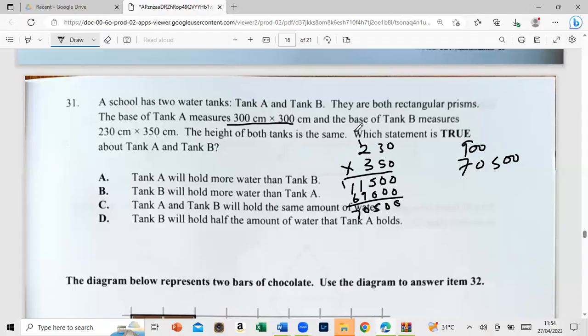So which one of them is bigger? Tank A will hold more water than tank B. I'm going to go with that. Since the area of the base is different and they have the same height, it means that tank A would hold more. Alright, so let's go, guys. It's almost 12 o'clock.